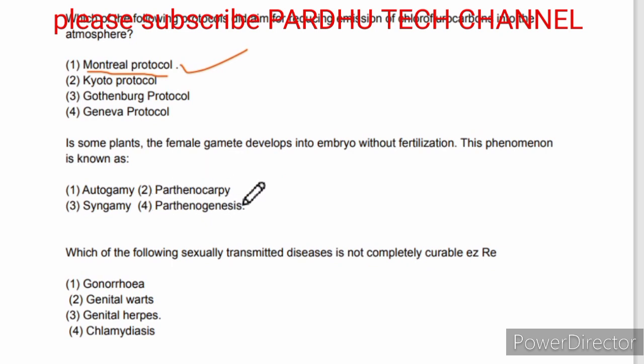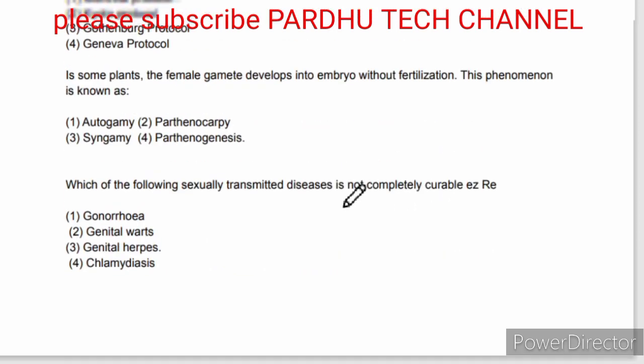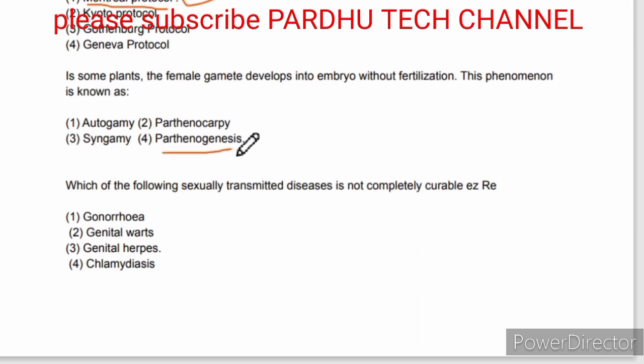Next, in some plants, the female gamete develops into embryo without fertilization. This phenomenon is known as parthenogenesis. Next, which of the following sexually transmitted diseases is not completely curable? And these are options. So answer is genital herpes.